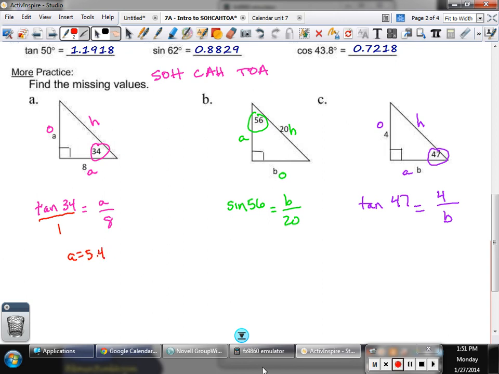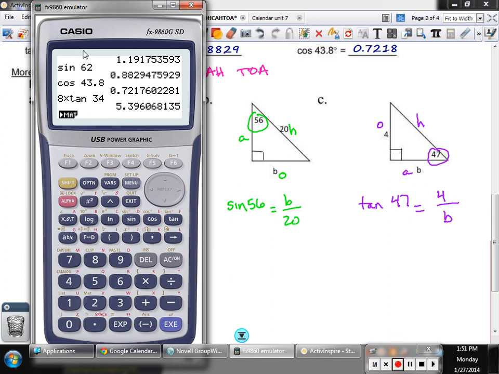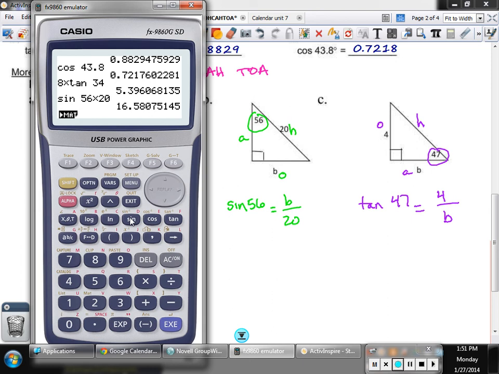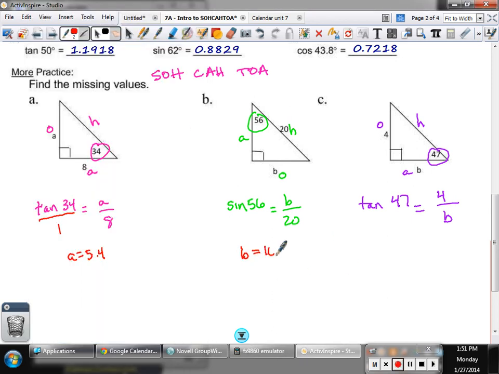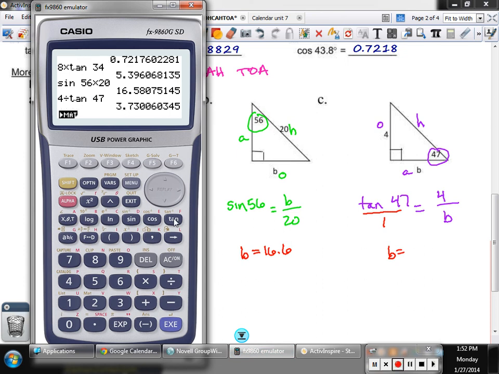Let's look at this one. Sine of 56 times 20 divided by 1. So sine of 56 times 20. Let's do that. Sine of 56 times 20 is 16.6. And then over here, this one is slightly different because we're going to divide by the trig function. It's 1 times 4 divided by the tangent of 47. So B is going to equal 4 divided by the tangent of 47. And if that's confusing you, then you need to talk to your teacher about how to cross multiply correctly and effectively in these problems. But that's 3.7.